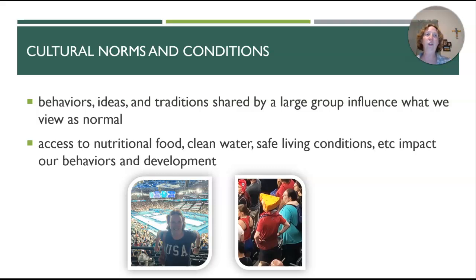So ultimately, does nature make us who we are, or does nurture make us who we are? And the answer, quite simply, is yes. See what I did there?